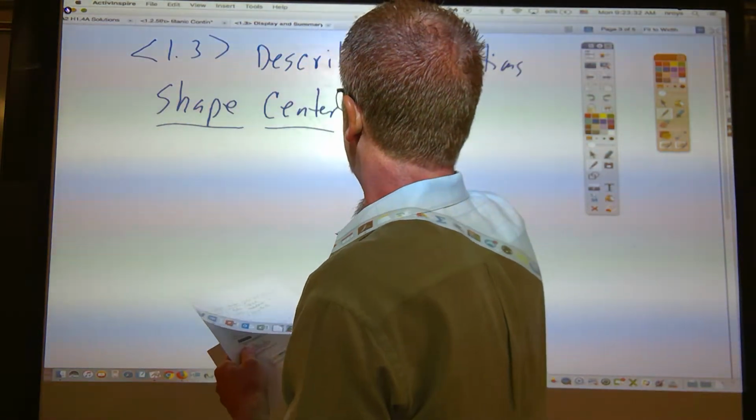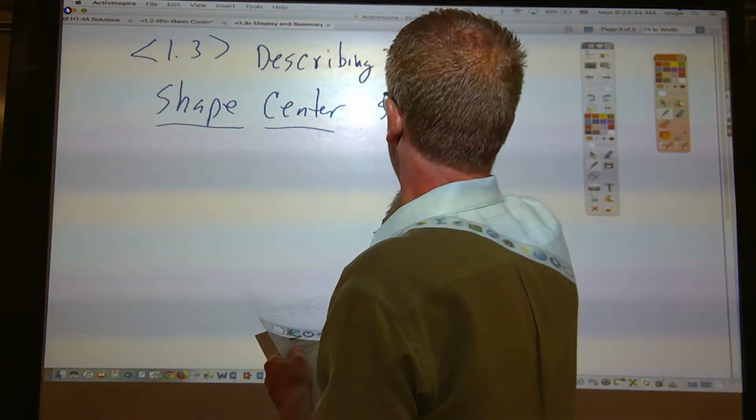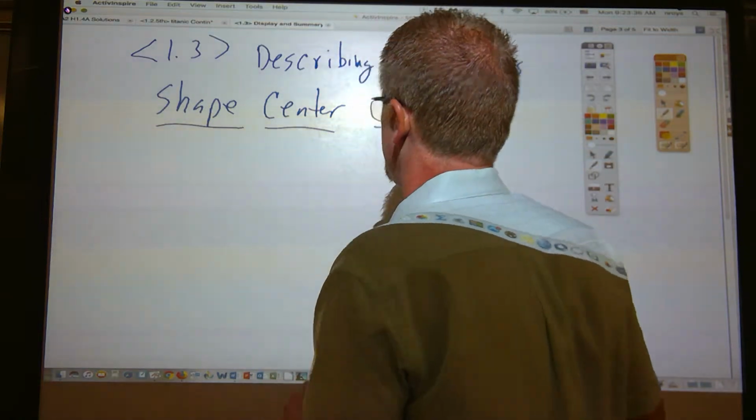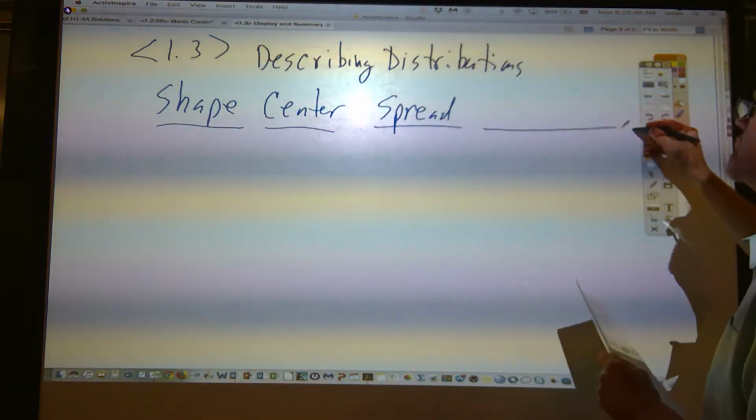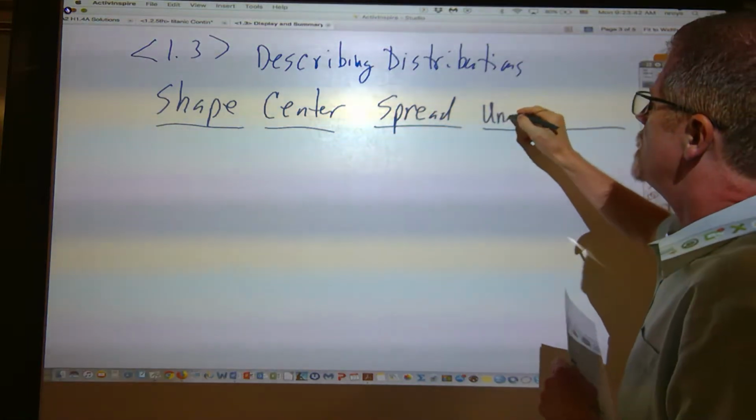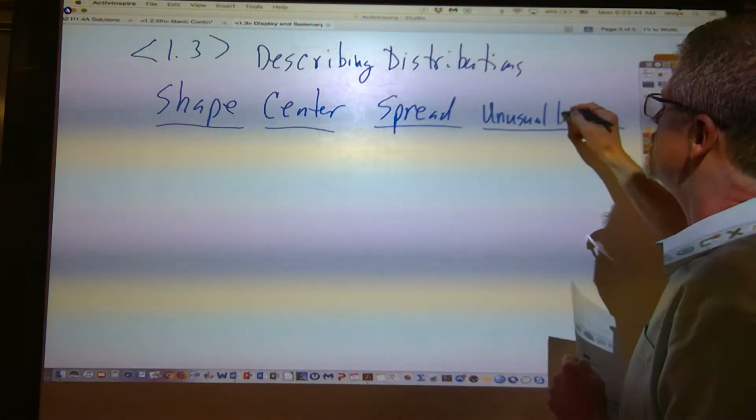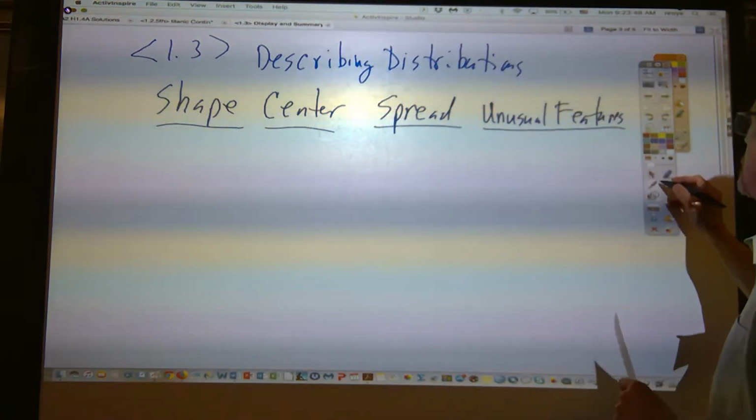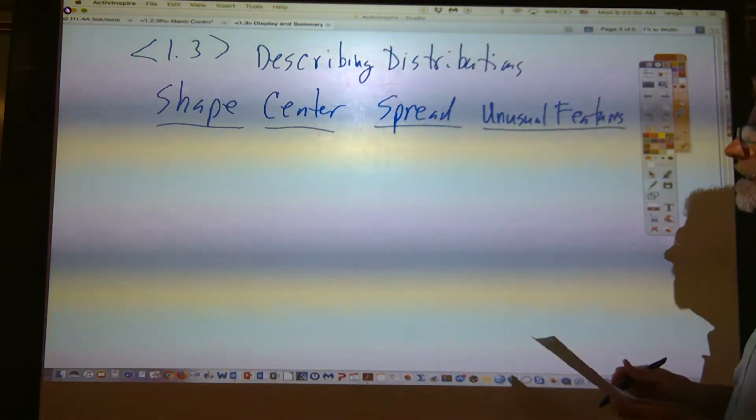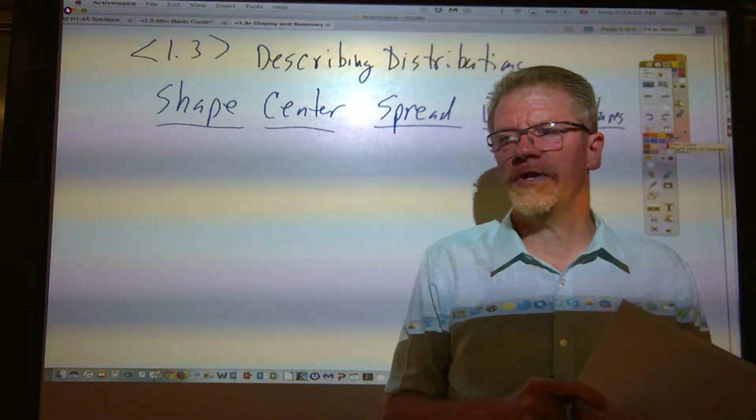shape, center, and spread. What's the shape of the distribution? What's the center? What's the spread? And also, what are the unusual features? Okay, so shape, center, spread, and unusual features.